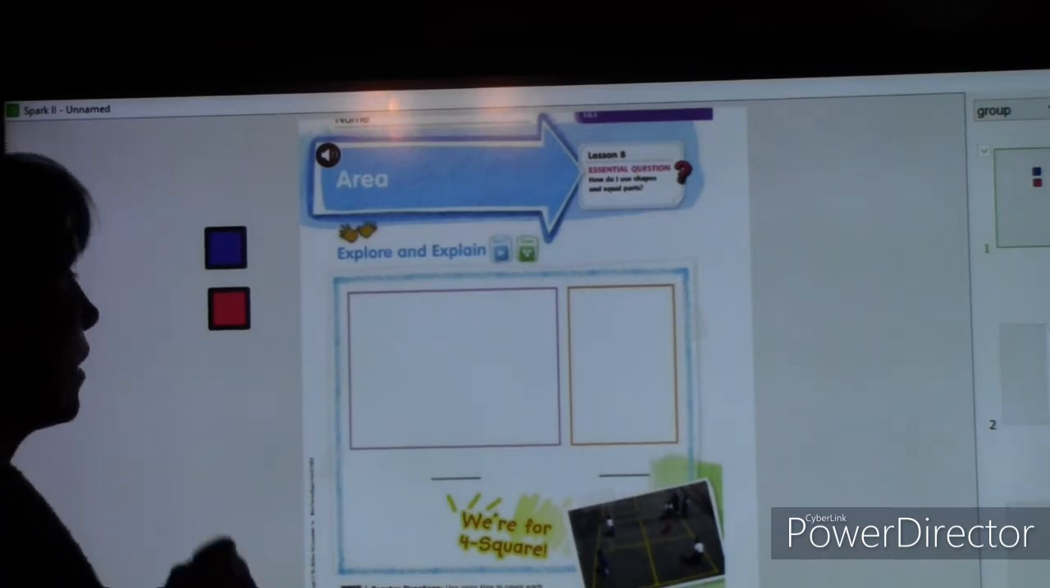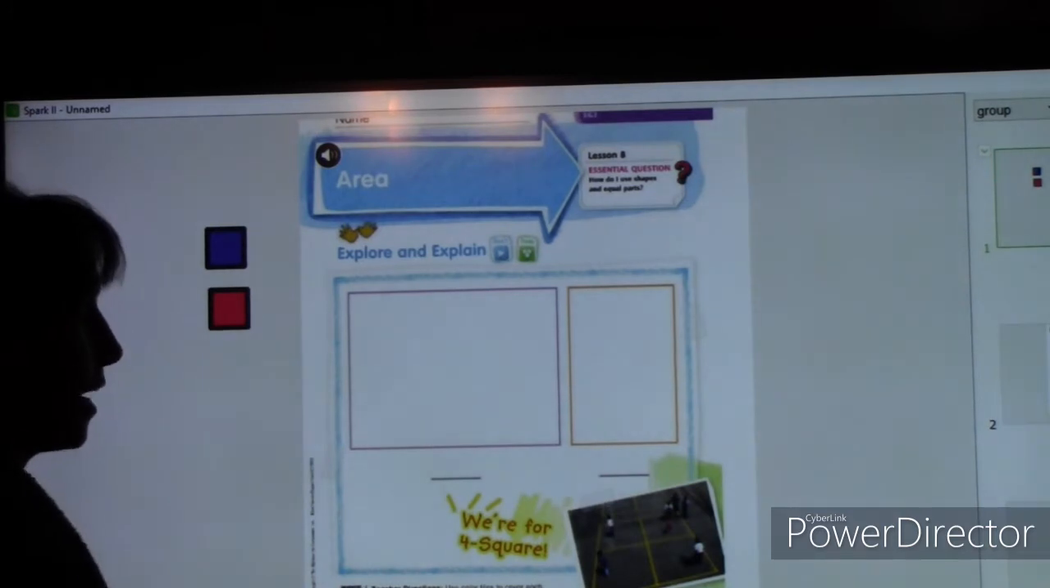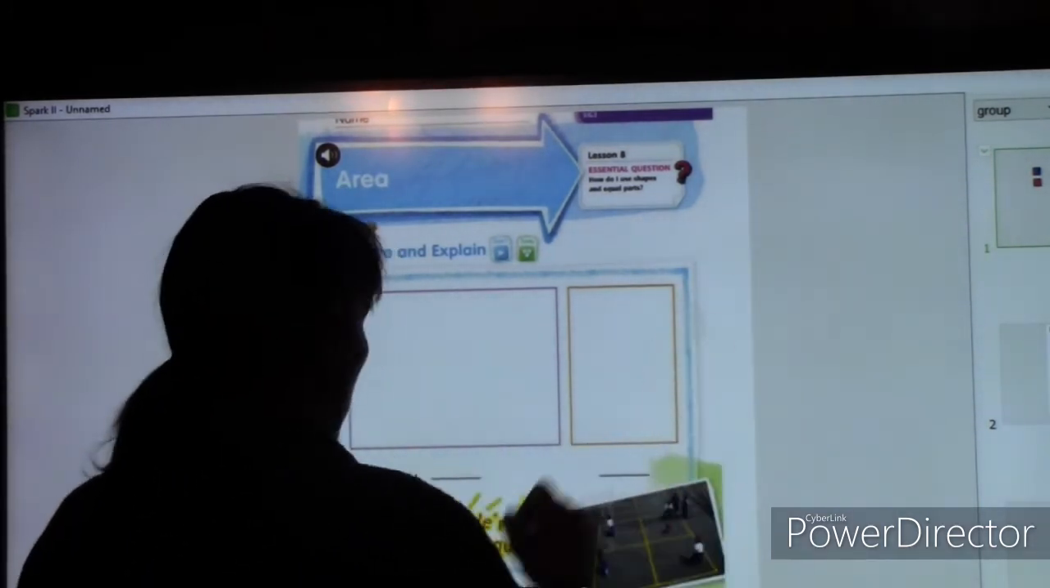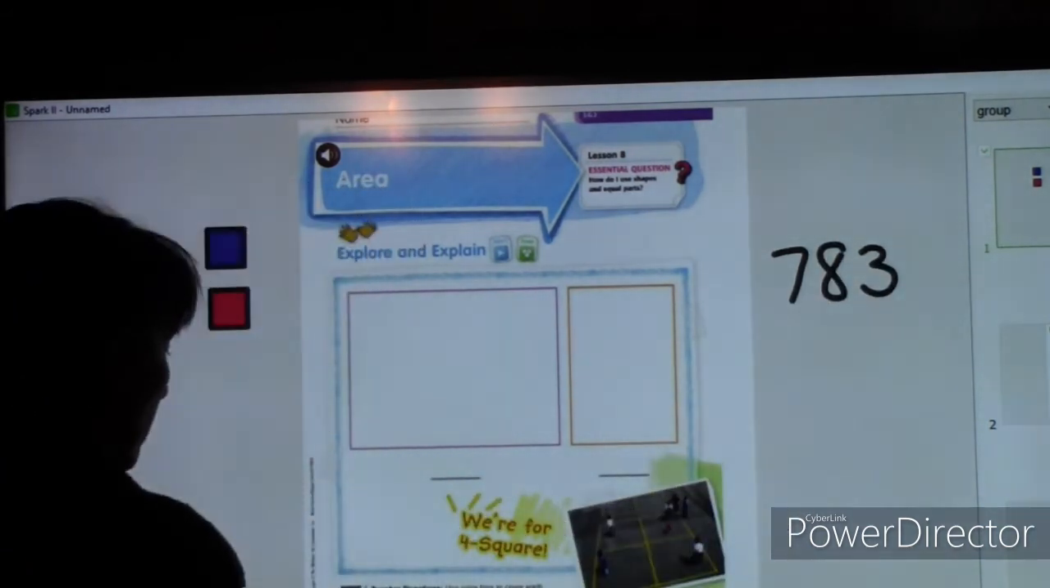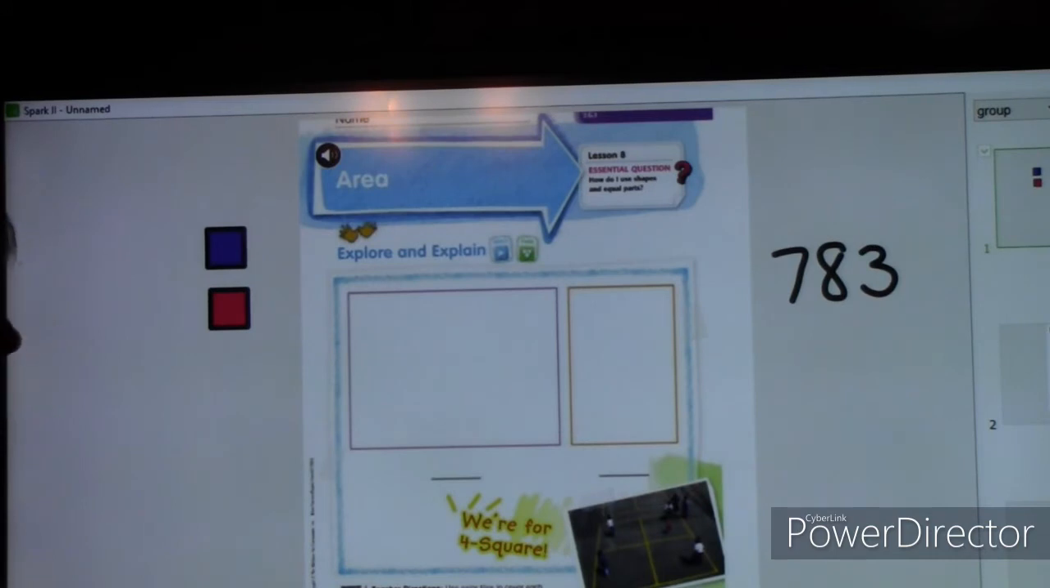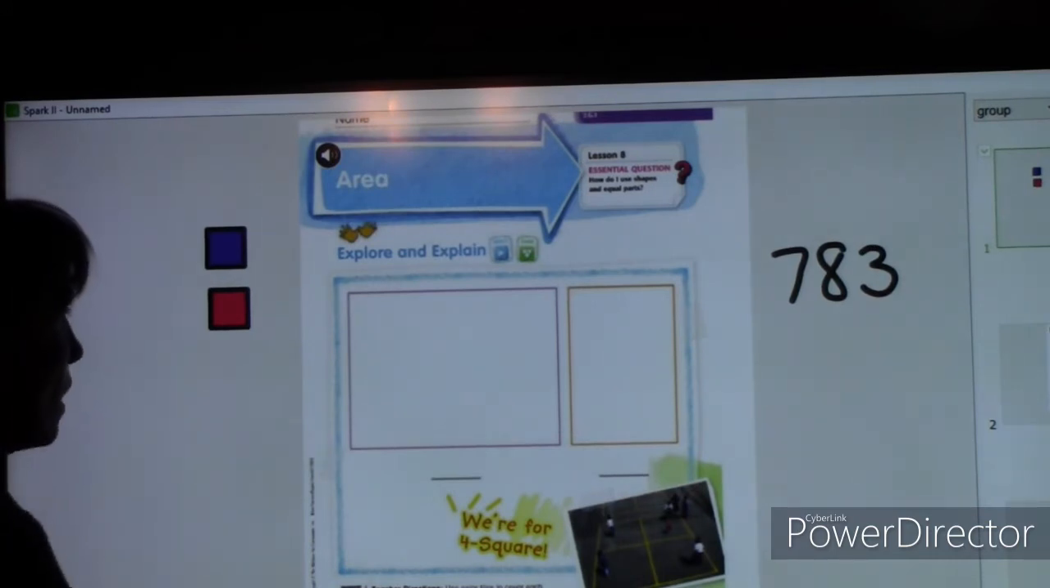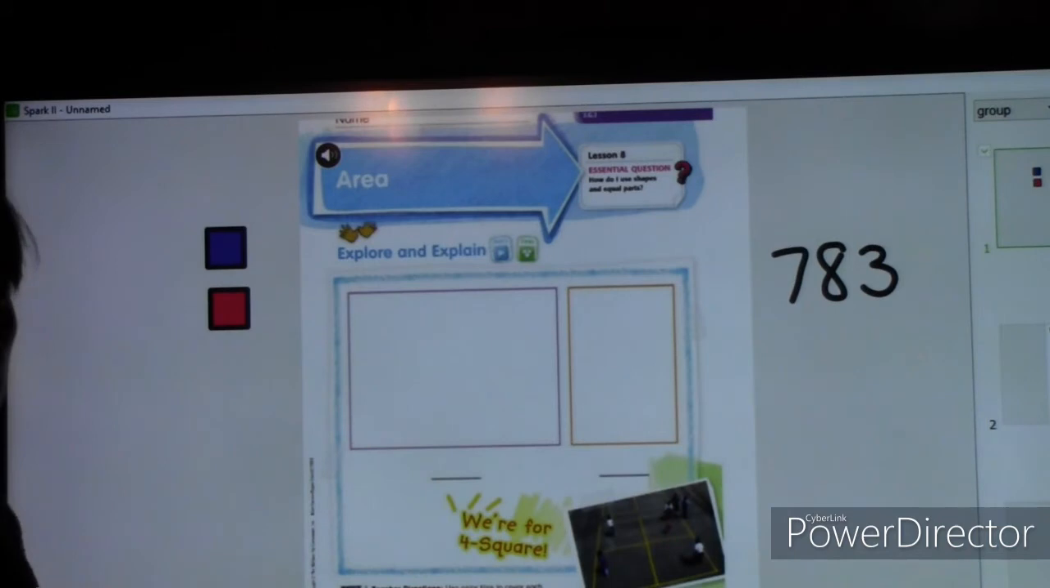So I'm going to do the area of the two rectangles on this page. I'm on page 783. So if you don't have your book open, go ahead and pause the video and open your book to page 783. I'm going to use these 1 inch squares. If we were at school, I would give you tiles to put on top of this page. But since we don't have them, you're either going to have to find something that's square at home that you can trace, or you can ask your parents to cut 1 inch by 1 inch squares out for you, or you can just draw them in, okay?